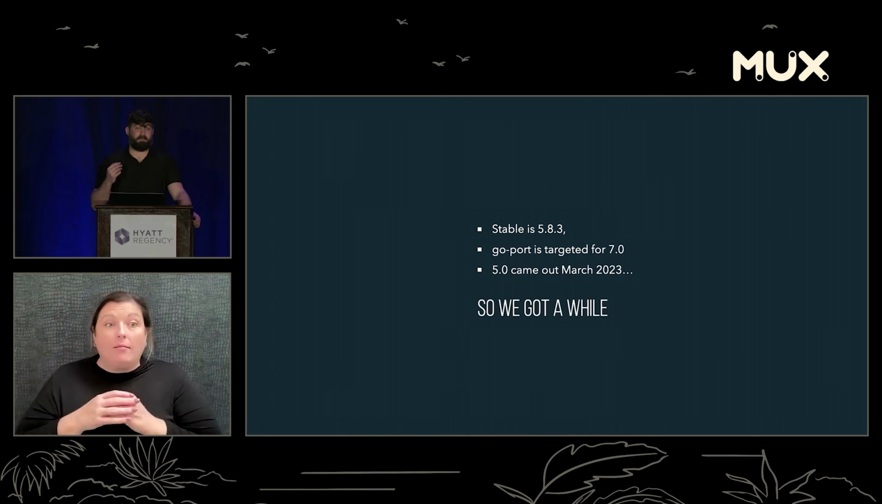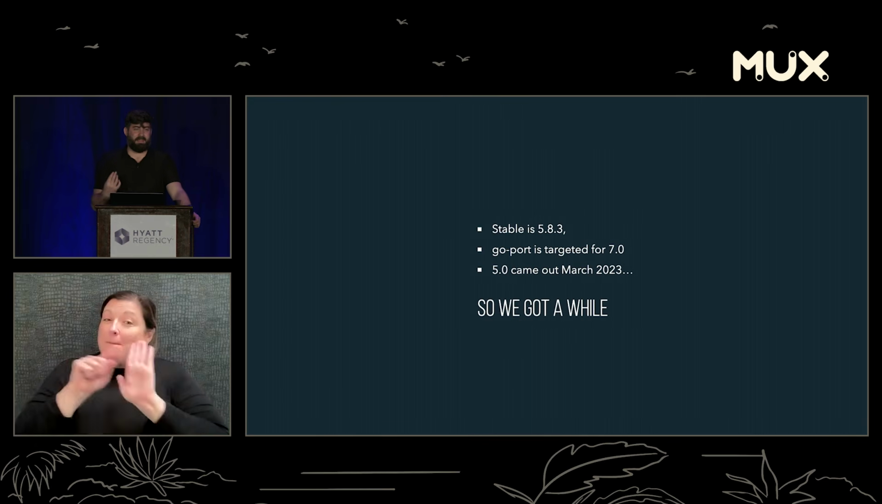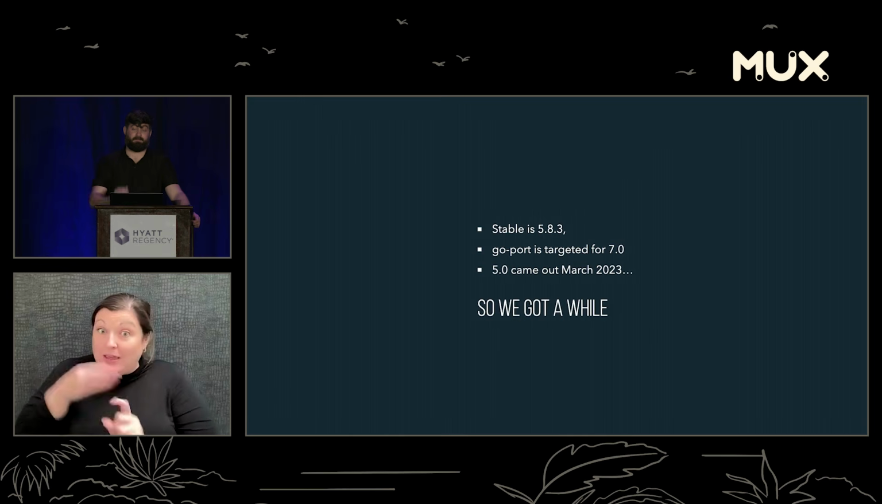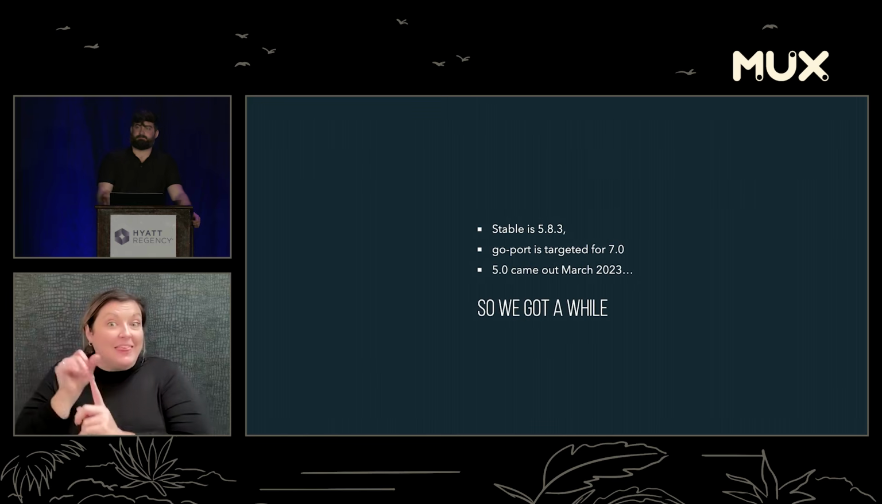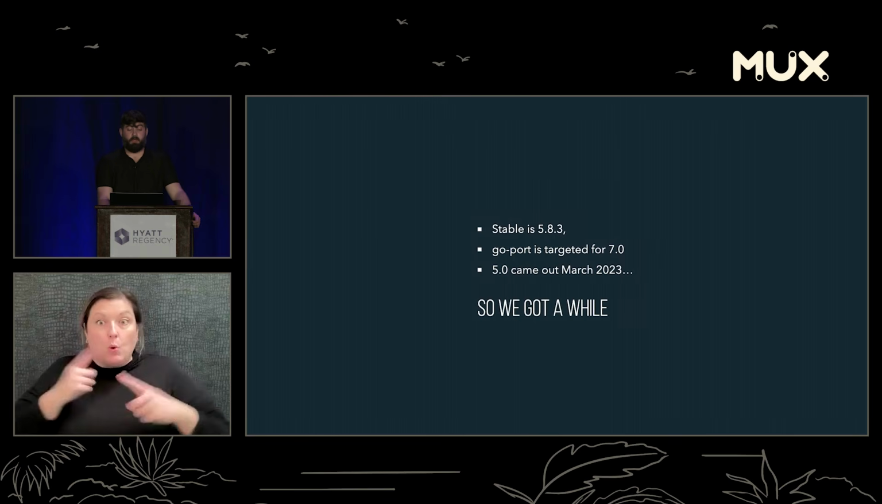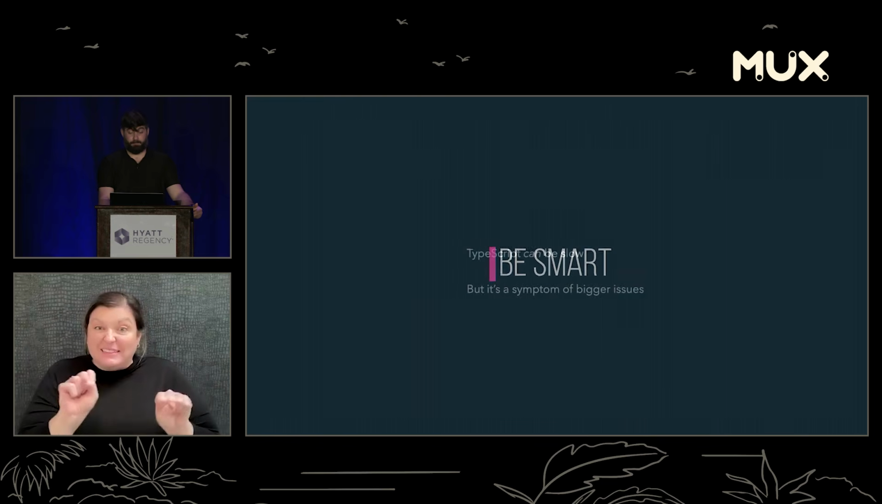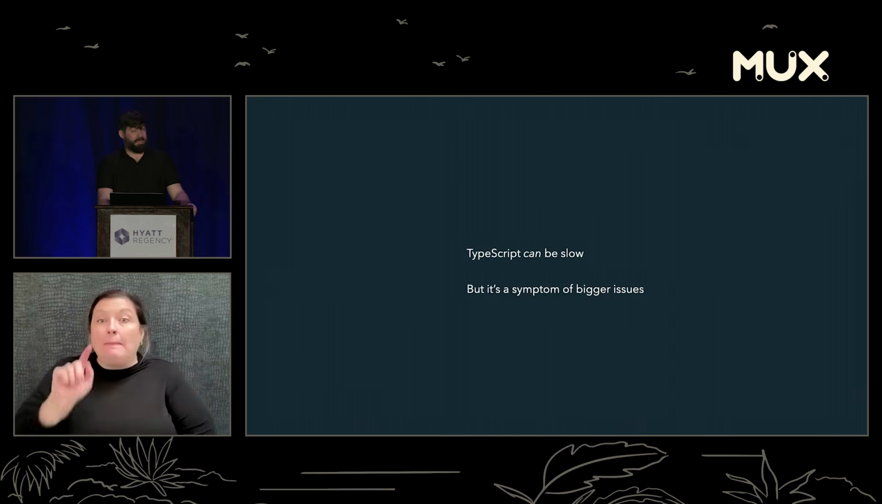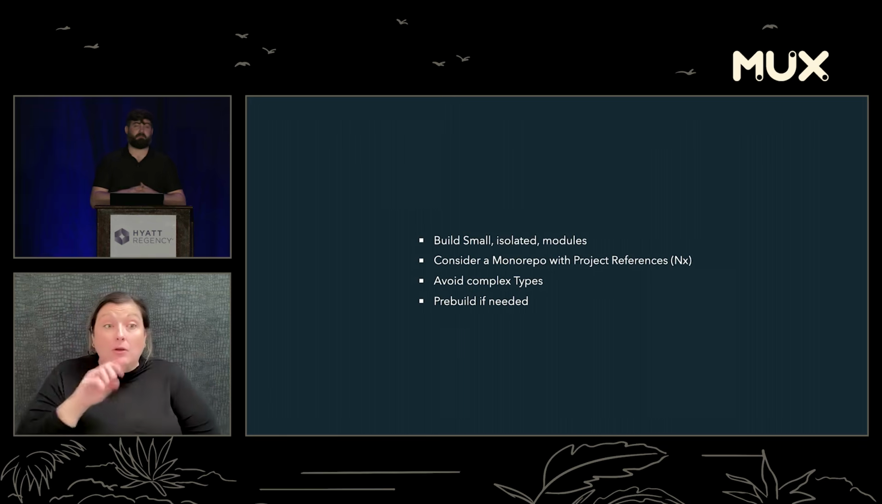TypeScript Go could solve all these things, but I am very pessimistic when I assume that it's going to hit in a couple years or maybe 7.0. Who knows, maybe they will hit it and it'll be great, but things happen. So while we can't guarantee that that's going to work great, we can do stuff right now to better safeguard our experience. So TypeScript can be slow, but it's probably a symptom of bigger issues that you're having inside of your code base. Build small, isolated modules. Consider a monorepo with project references.